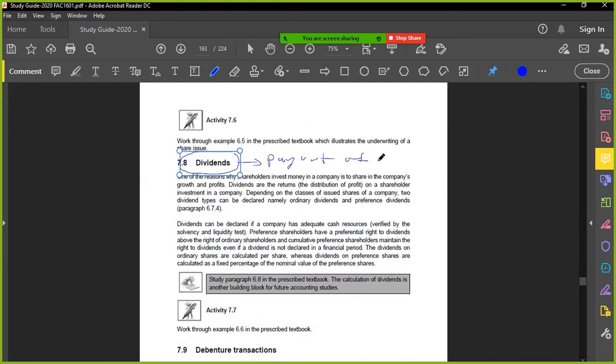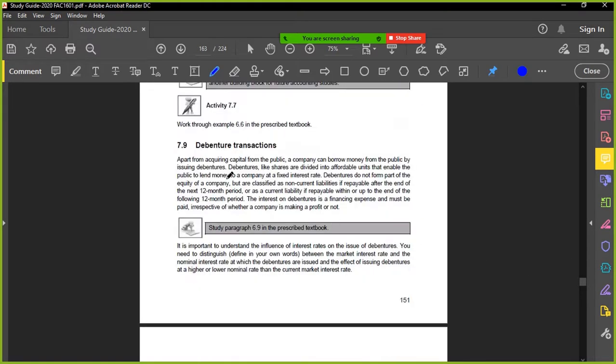Payout of profits. And you don't pay out everything, you pay out a portion or a percentage. The rest you keep inside the business. What do you call profit that you keep inside the business? Do you remember? Retained earnings. Very good. That's the correct answer.